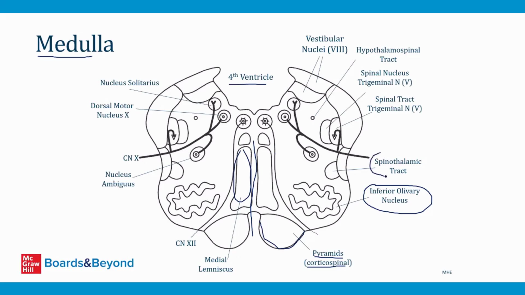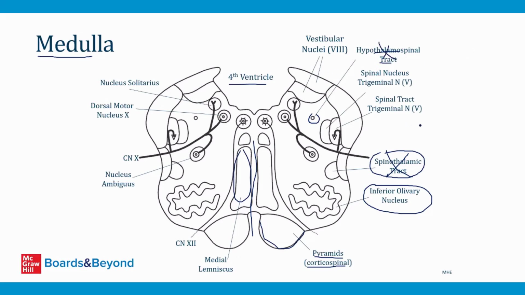Out here more laterally, we have the spinothalamic tract. So damage to the lateral medulla can result in pain and temperature loss from a lesion here. And then this little tiny thing right here is the hypothalamico-spinal tract. This is carrying sympathetic nervous system information. And so I point that out to you because it's found in the lateral medulla. And if you get damage here, that can lead to a Horner syndrome.